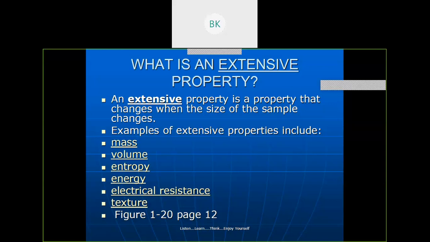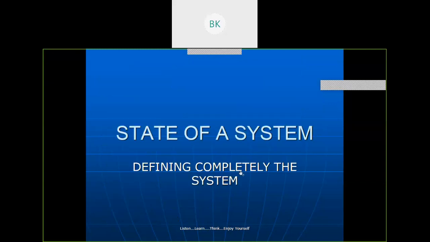So extensive properties के examples क्या क्या हैं? The mass is an example, obviously mass related. Volume is dependent on the mass, it is an extensive property. Entropy, energy, electric resistance and the texture, these are nothing but the extensive properties. So is it clear? The intensive property is independent of the mass, extensive property is dependent on the mass. Clear?